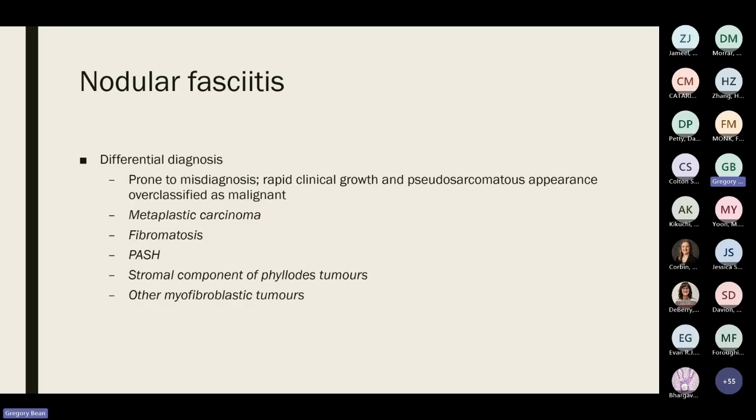And so it may be worth it to work it up potentially for that USP6 fusion, or not, if it really fits morphologically and immunohistochemically. But nodular fasciitis is known to be prone to misdiagnosis. The rapid clinical growth and pseudosarcomatous appearance can often get misdiagnosed as malignancy. In the differential are metaplastic carcinoma, fibromatosis, PASH, Gardner-associated fibroma, other myofibroblastic tumors.